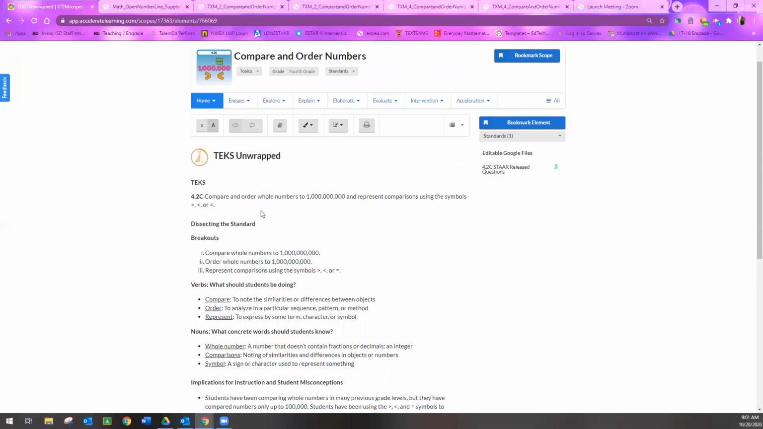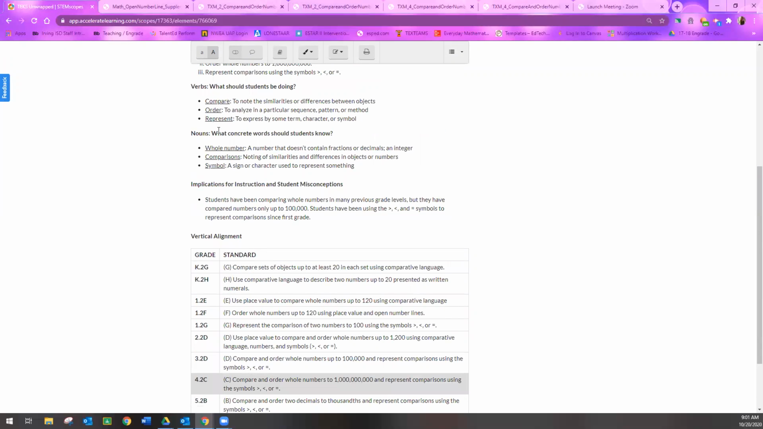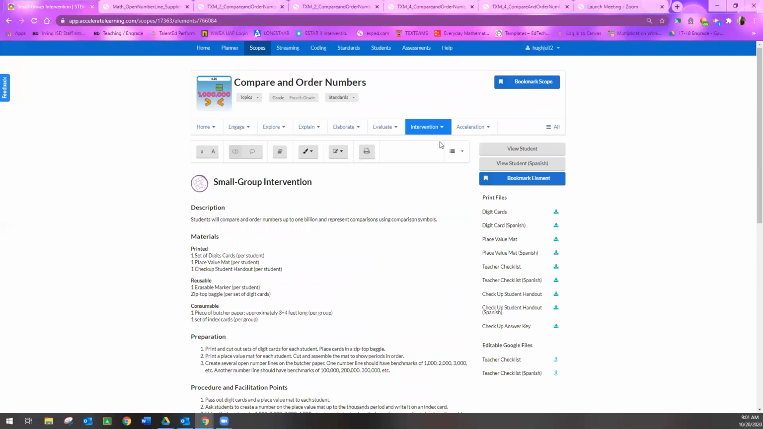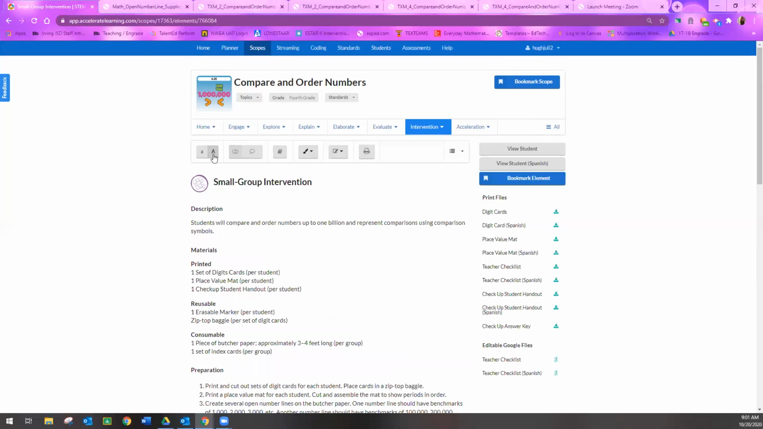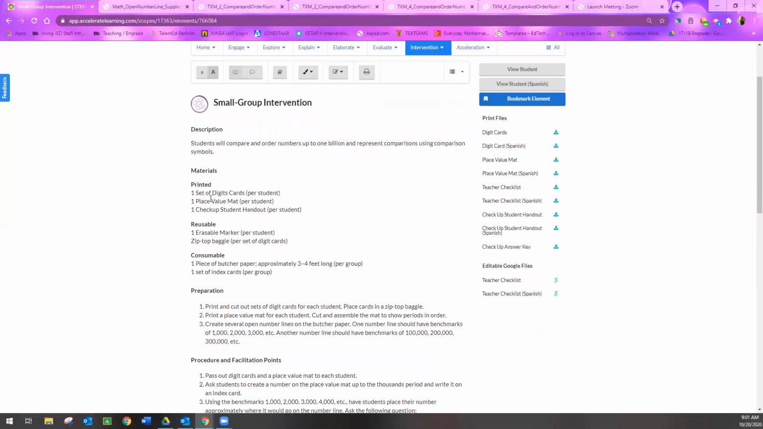Now that I know the vertical alignment for this TEAC and I know the nouns and the verbs that are associated with it, I can go up to this intervention tab. And when I go to the intervention tab, I'm going to click on small group intervention. This is where it takes you to your lesson. Again, I'm going to hit this big A just because it makes it bigger for me to see, and it tells you all the materials you're going to need. And when it says printed materials, it gives you all of those materials on the left.